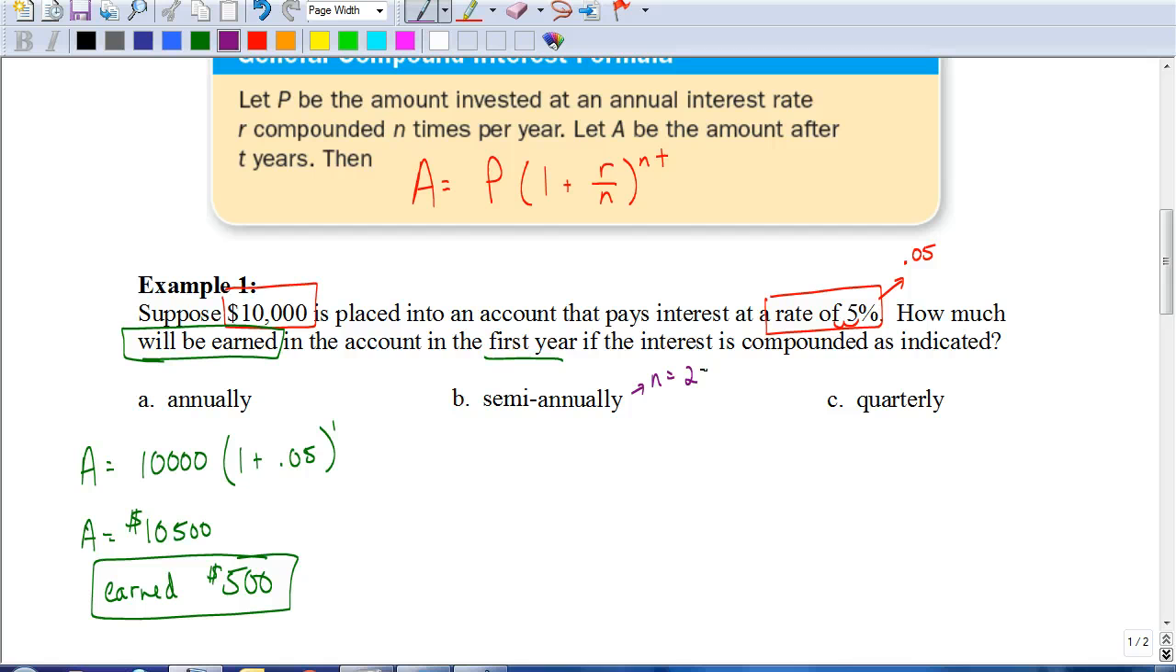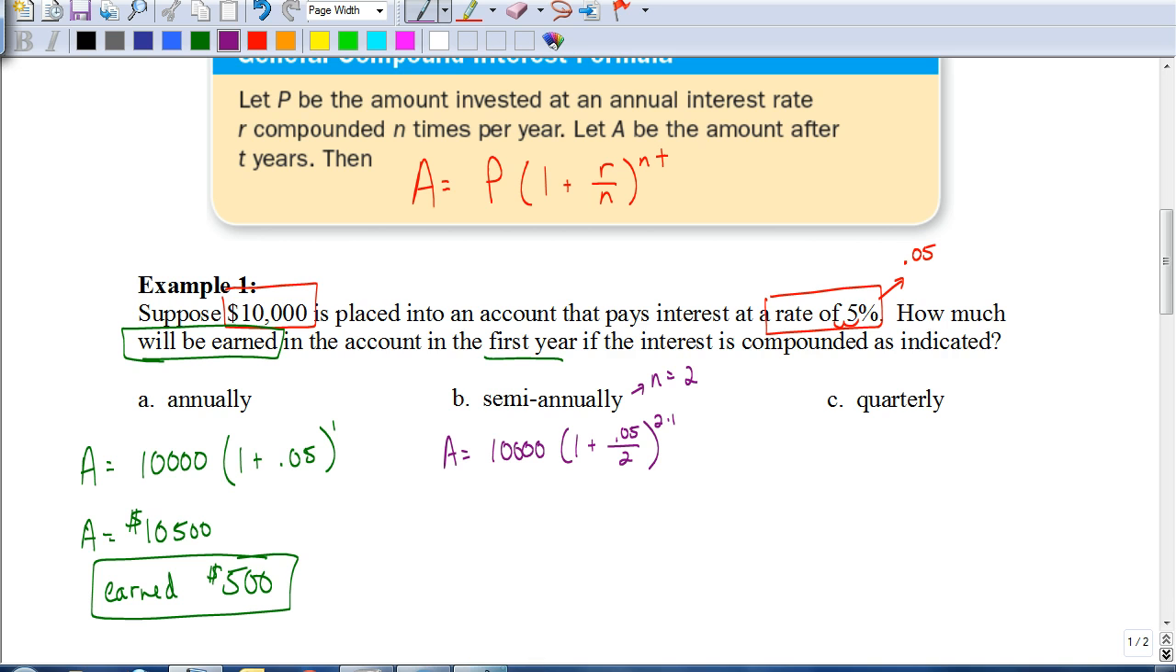Now you might think, oh wow, that's going to be great because now instead of $500, it's going to be $1,000 because it's going to be doubled. Well, that's not necessarily the case. Let's look at what we would have here. Our original amount is still $10,000. Our interest rate is 0.05, but following this formula, this time our n is going to be 2. So the rate is going to be divided by 2, and then our time is going to be multiplied by 2 as well. Well, 2 times 1 is just 2.